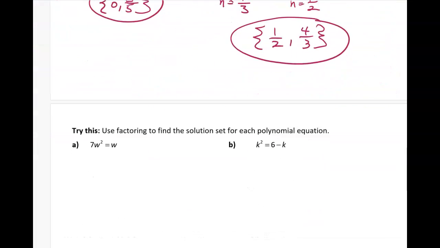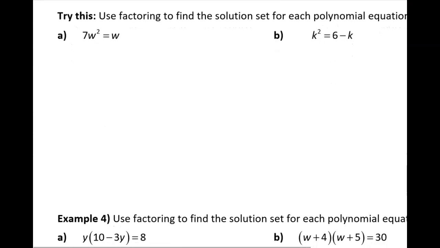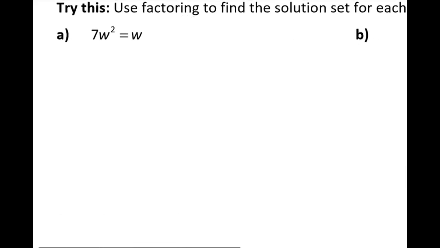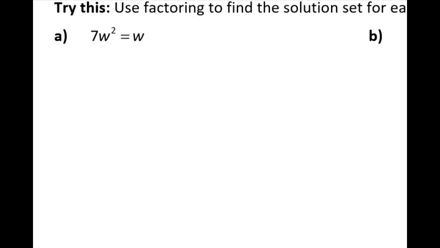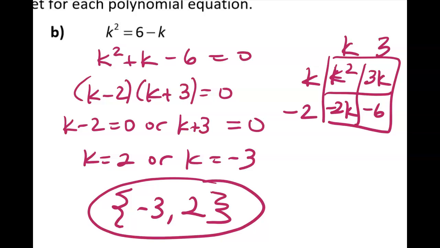All right, now a couple for you to try. So try A below on your own and pause the video while you do this. All right, we should have gotten two solutions, 0 and 1/7. All right, now let's try B. Pause the video while you do this one. All right, two solutions here, negative 3 and positive 2.